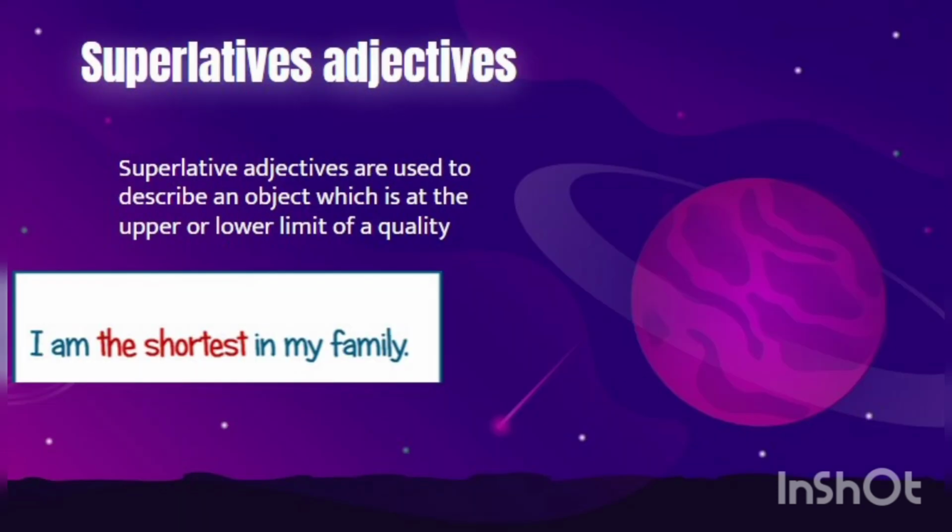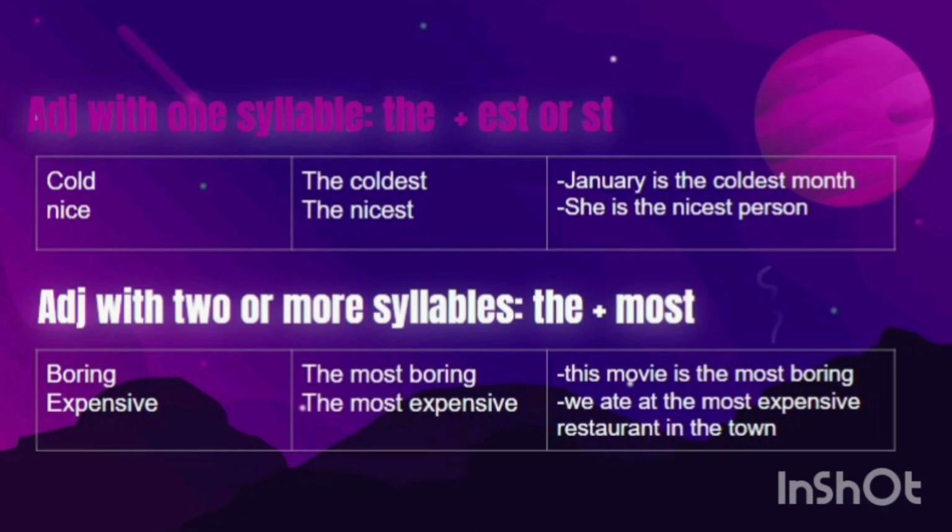And superlative adjectives. Superlative adjectives are used to describe an object which is at the upper or lower limit of a quality. For example, I am the shortest in my family. And the rules of the superlative adjectives are: first, for an adjective with one syllable, we add the plus the adjective plus est. For example, cold, the superlative form, the coldest. Example, January is the coldest month of the year.